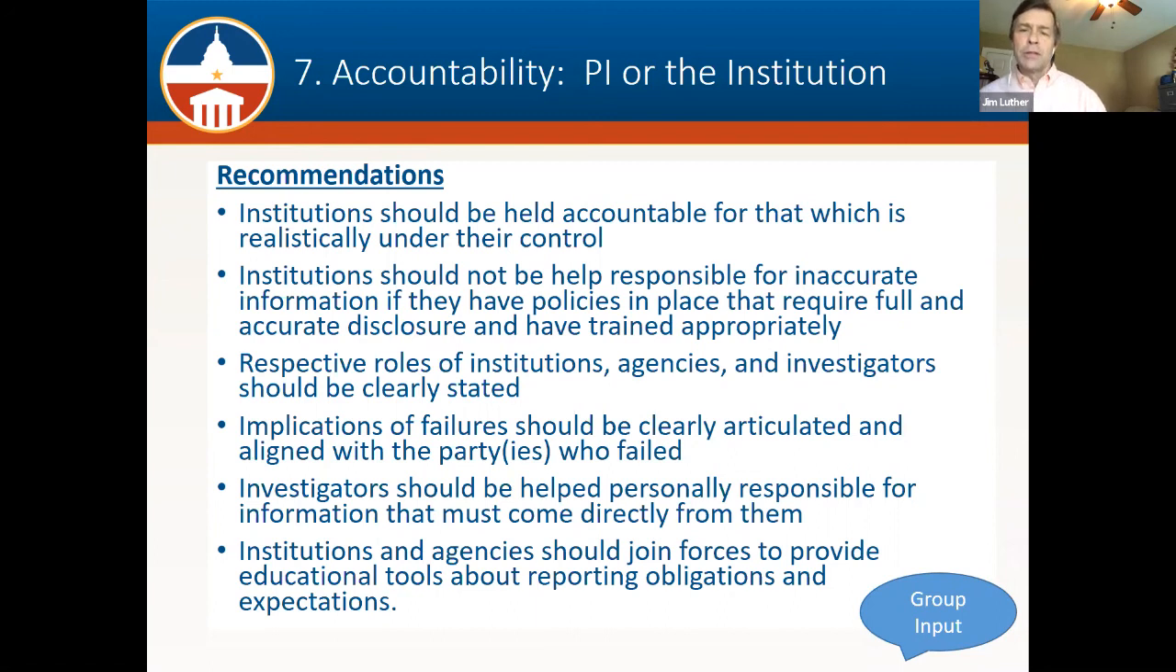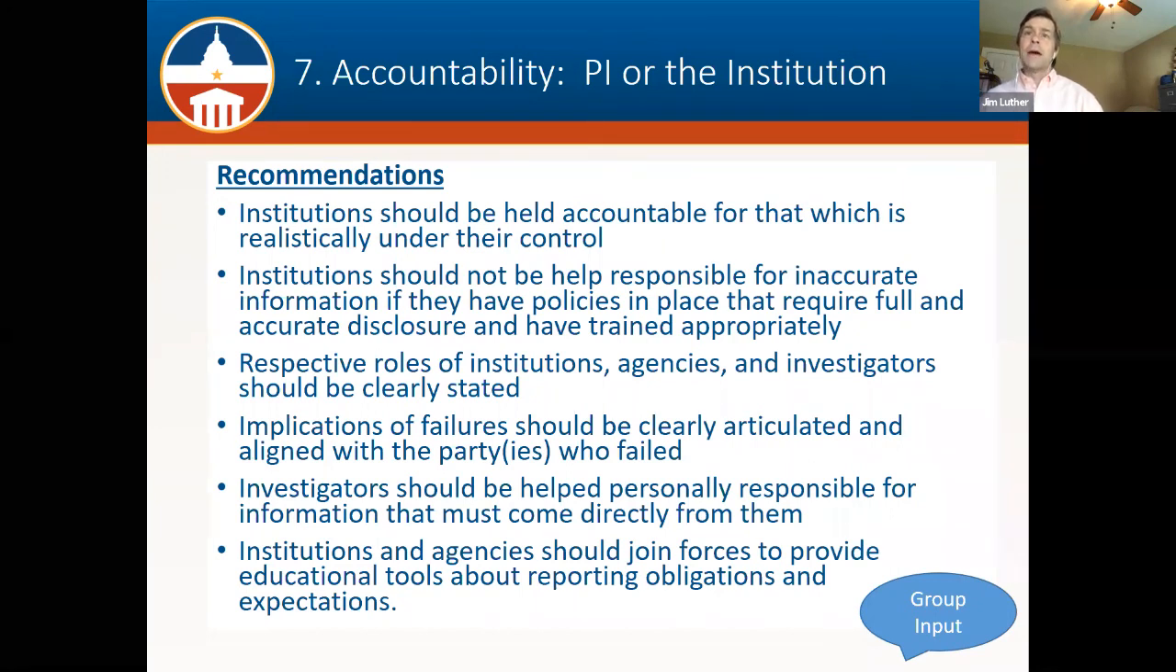So I won't go through each of these. I think this is between the faculty perspective, which was number 6, and this, it's the right one to end on.